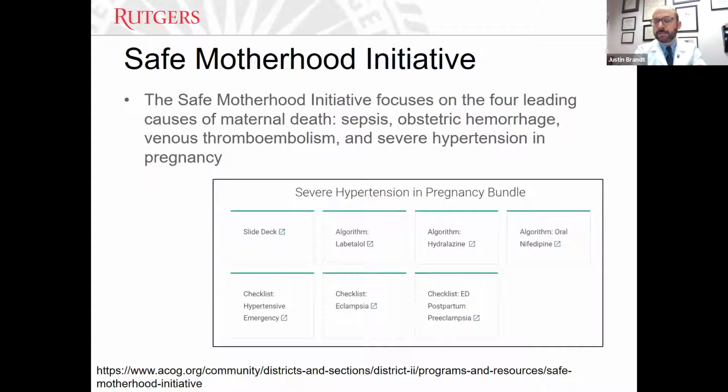This is one example of how we have standardized our approach to management of hypertension in pregnancy associated with preeclampsia. And there's lots of resources available for clinicians and hospitals to, again, standardize the approach to these problems and to prevent morbidity and mortality.